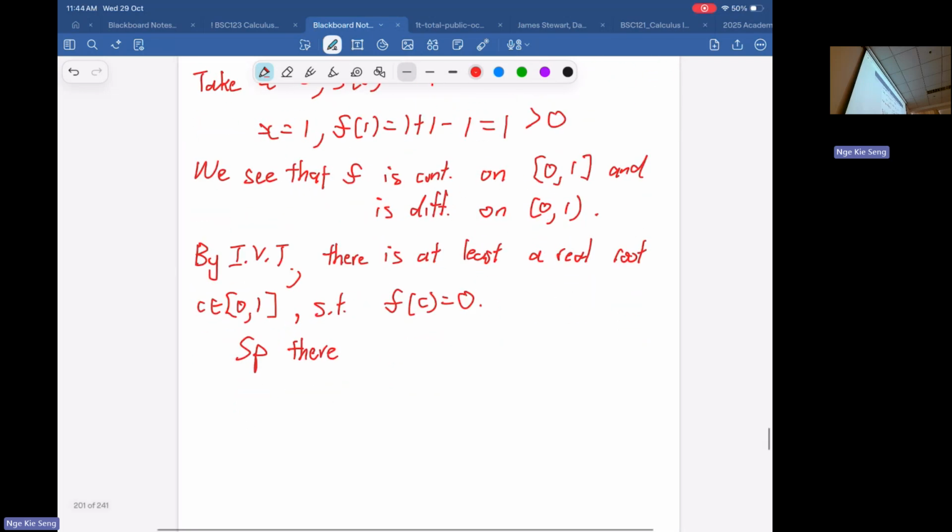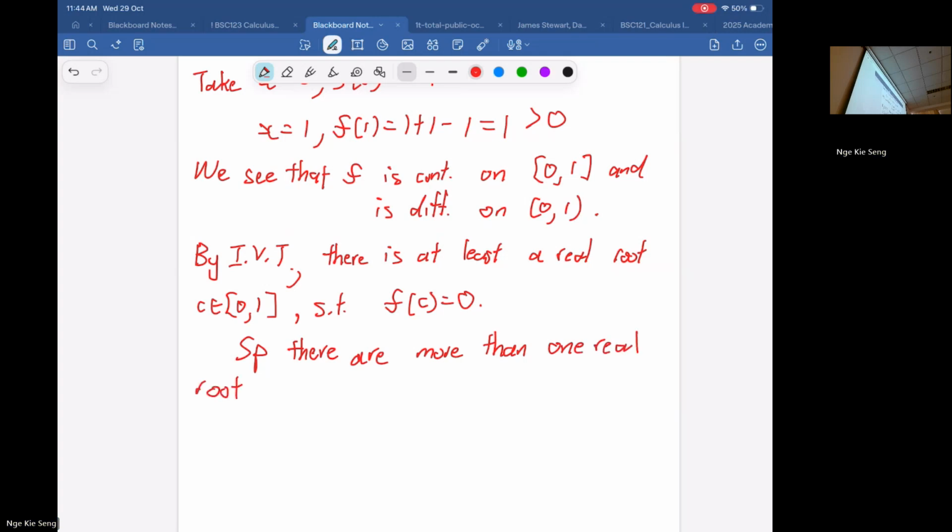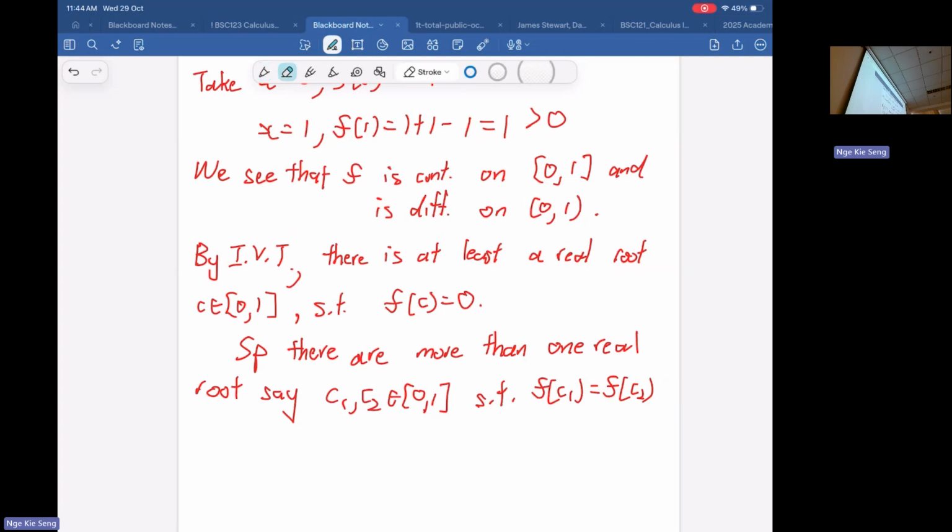We want to show that these 2 points are the same. Let's suppose there are more than one, nontrivial. Okay, so let's call them C1, C2, such that f(C1) equals f(C2), equals 0. Okay. Then what does it mean here? This provides a stage for MVT, because you have 2 points that give you the same value.